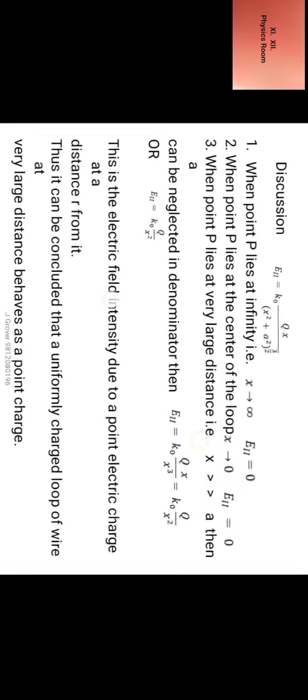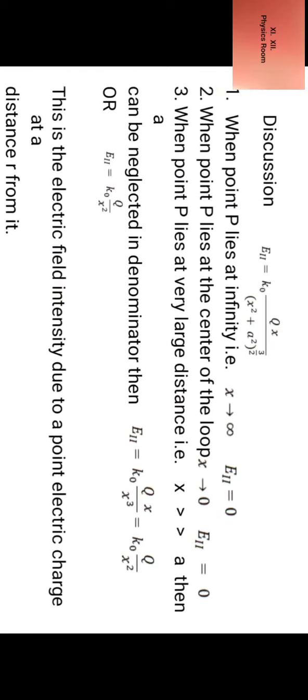So this is the expression for electric field at any point P at a distance x from the center of the loop, on the axis passing through its center perpendicular to its plane. Okay, so E parallel is equal to k naught q x divided by x square plus a square power 3 by 2, direction along the axis of the loop. Now the discussion part of it. E parallel is equal to k naught q x divided by x square plus a square power 3 by 2.